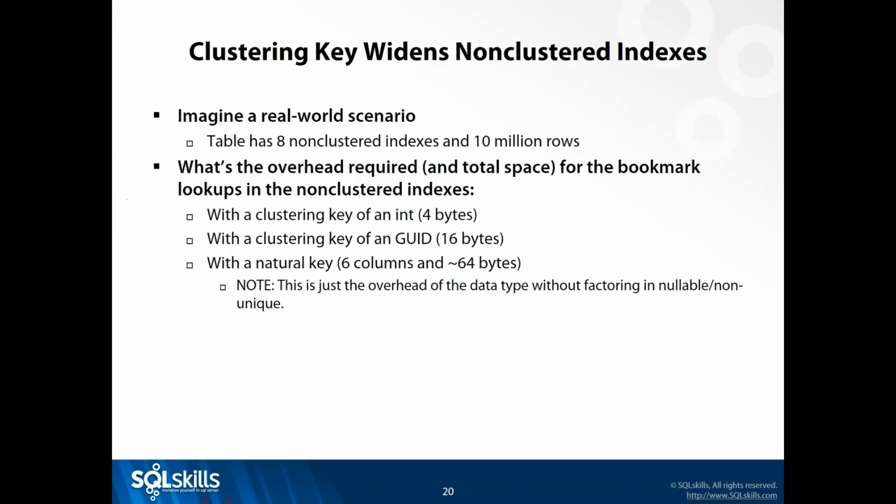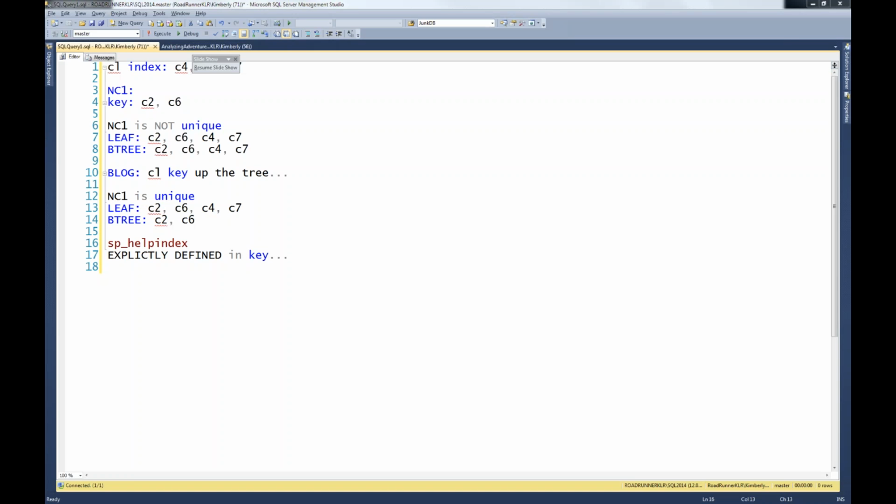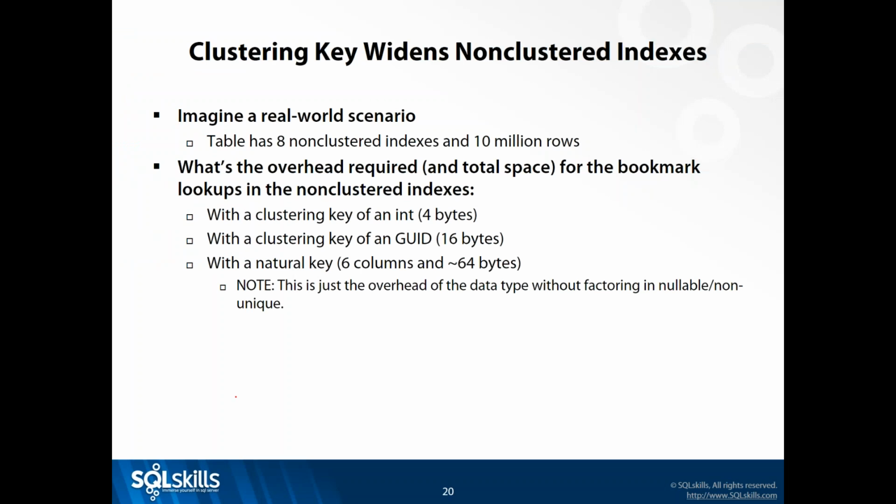So let me round out the slides. I'm almost done, but I want to round out the slides and do my last demo on this. Imagine a table that has 8 non-clustered indexes and 10 million rows. 8 non-clustered indexes is not that out of control. That's pretty reasonable, right? So the question is, how much space is required just for the lookup component that has to go into the non-clustered indexes if you have a clustering key of 4 bytes, 8 bytes, 16 bytes, and so on.